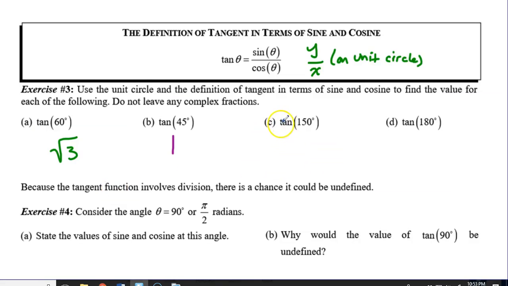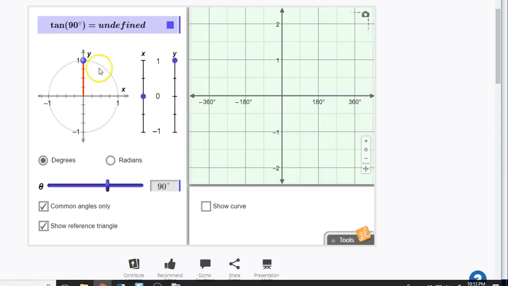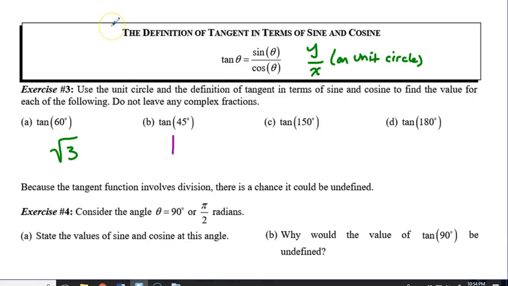Okay, so to finish this out, tangent of 150, well, that would be over in quadrant 2. So 150 has a negative. Remember, all students take calculus. So the sine is only positive in quadrant 2. The tangent is negative. So negative square root of 3 over 3.